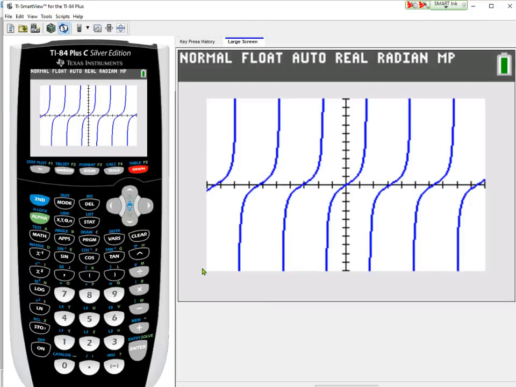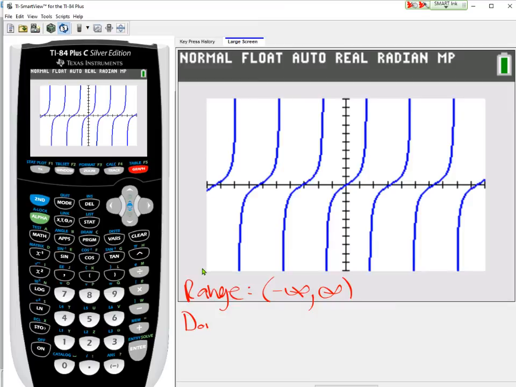Here's the question then. Let's do the range first, because the range is the easiest one. What is the range here? All real numbers. If you give it to me as an interval, negative infinity all the way to positive infinity.